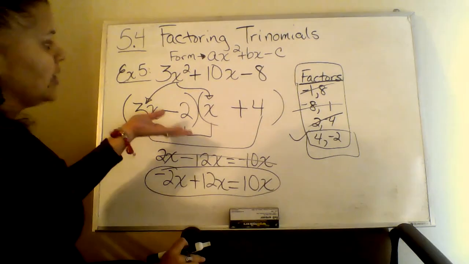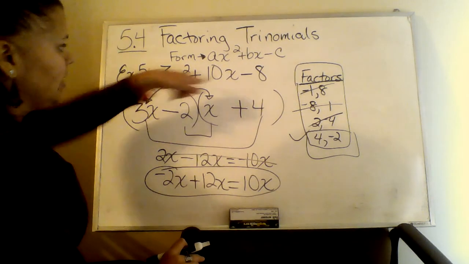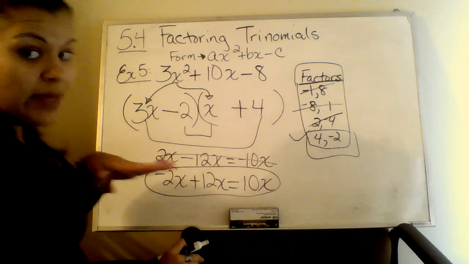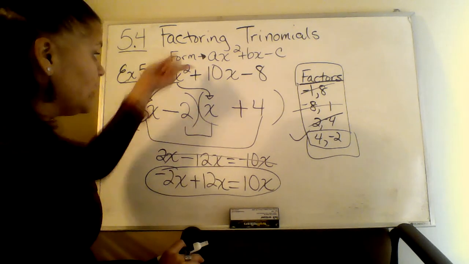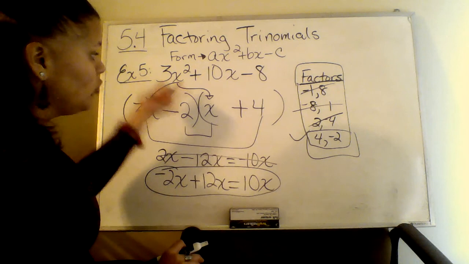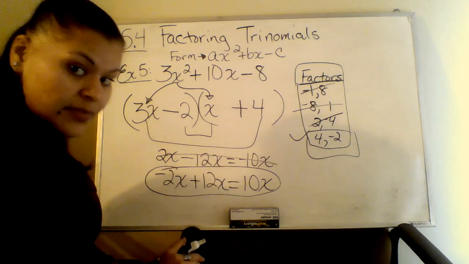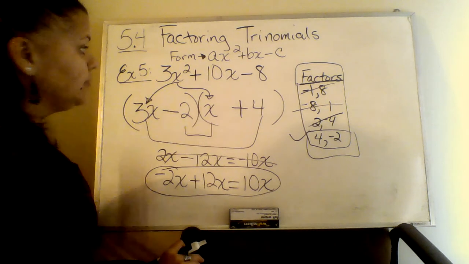So that's how you actually check your answer as well to get that middle term. And if you did the FOIL method or the multiplication method that I taught you, you actually can get this answer back. So you can check to make sure that you put everything in the right place. Let's make sure you get from here to there. All right?